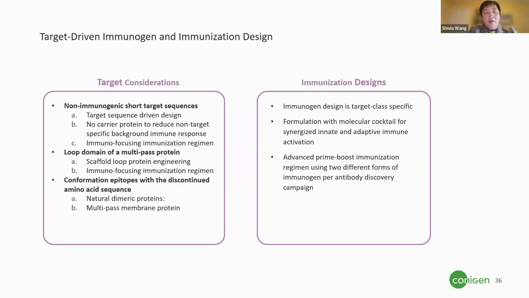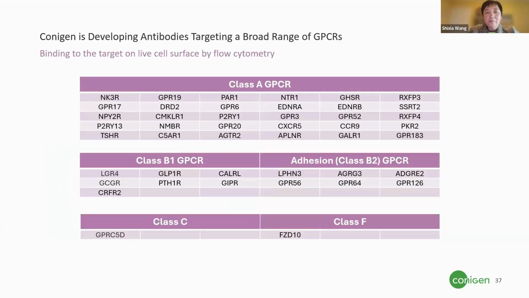So as I mentioned, we will do very extensive antigen protein sequence analysis to generate good, suitable immunogens. And also, based on the target need, we can design multiple forms of antigens, including potential loops or conformational epitopes. And then select the immunization design to fit for the target formulation and also immune focus to generate antibody responses.